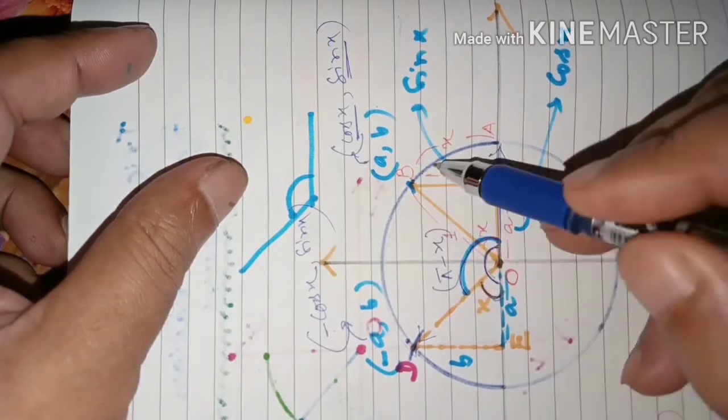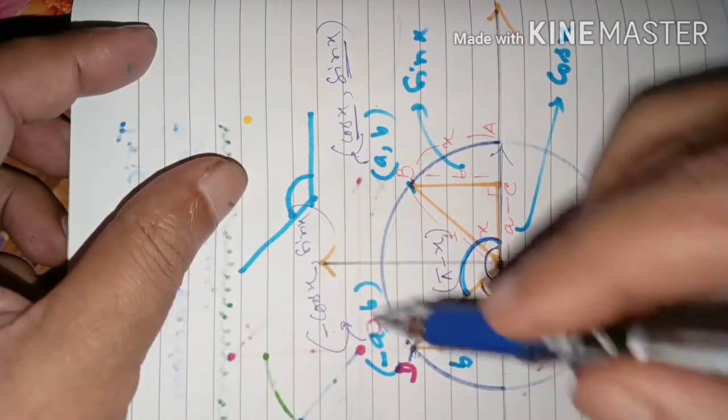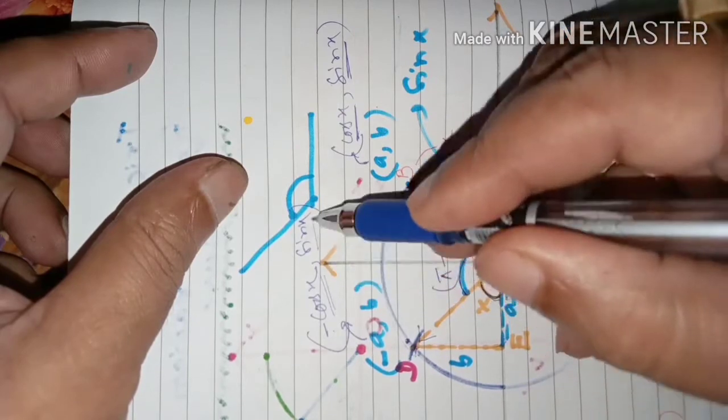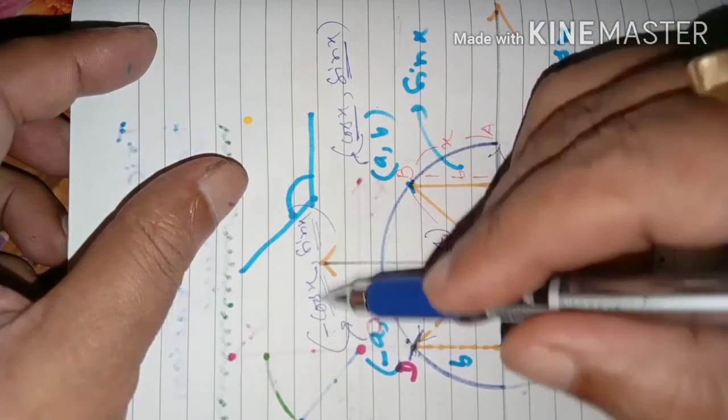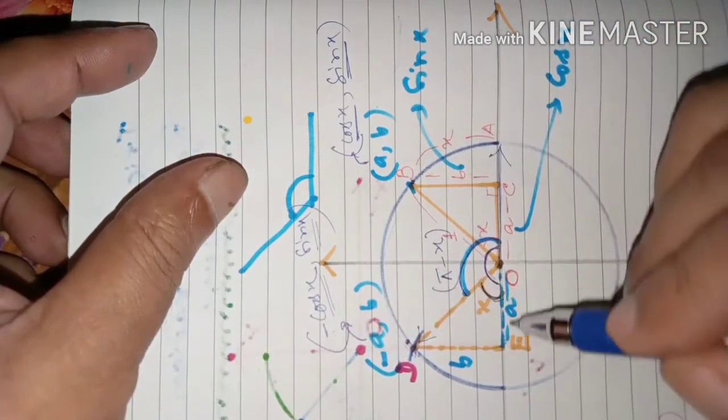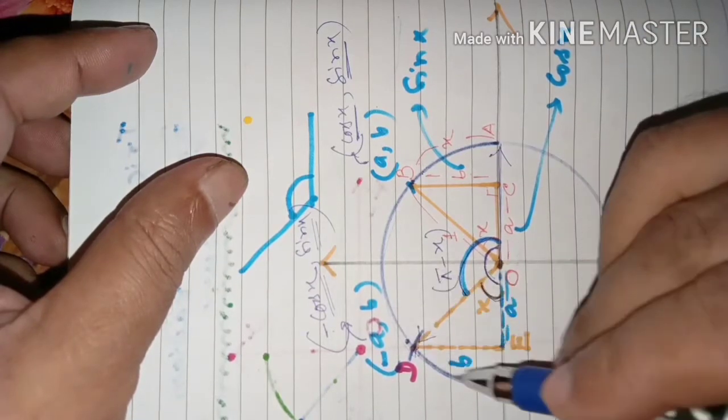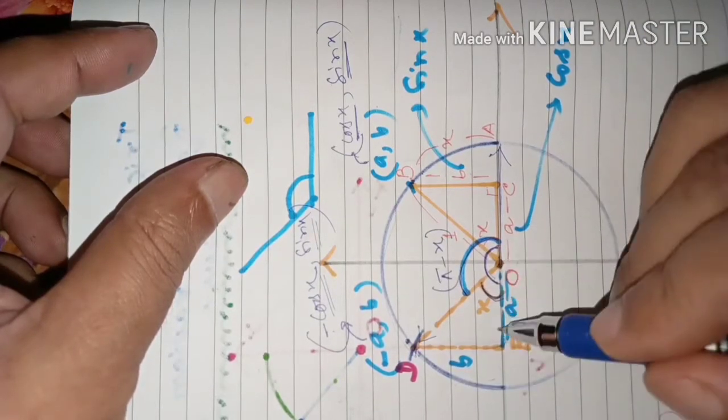Every point on this circle can be denoted by writing cos x and sin x. Only what will change? Their sign will change. You see, when you come into this quadrant, all a will be negative.